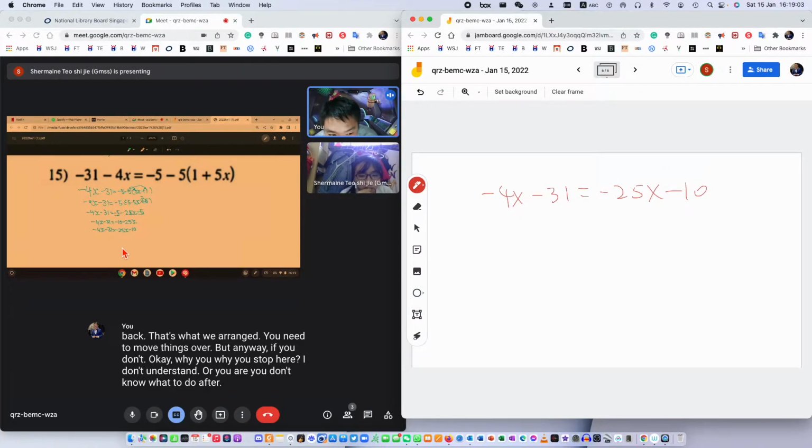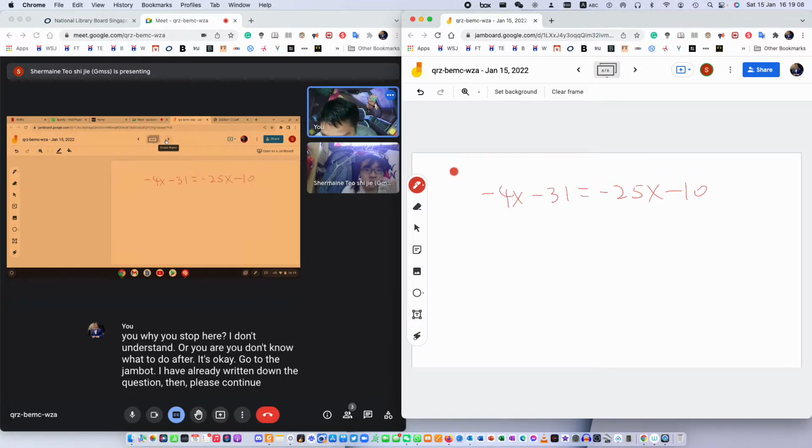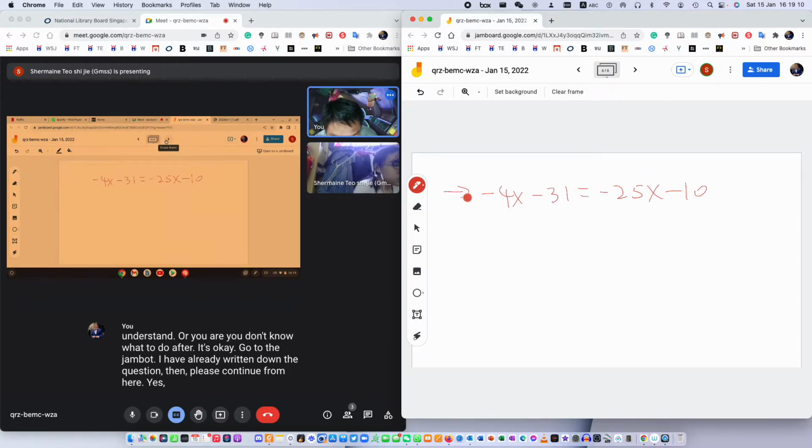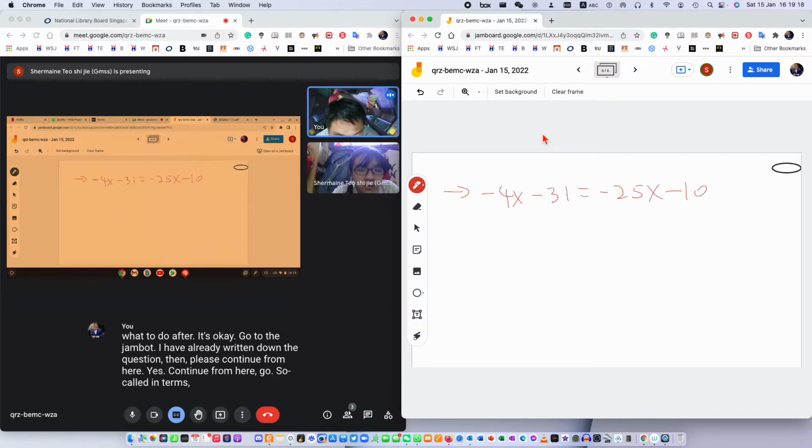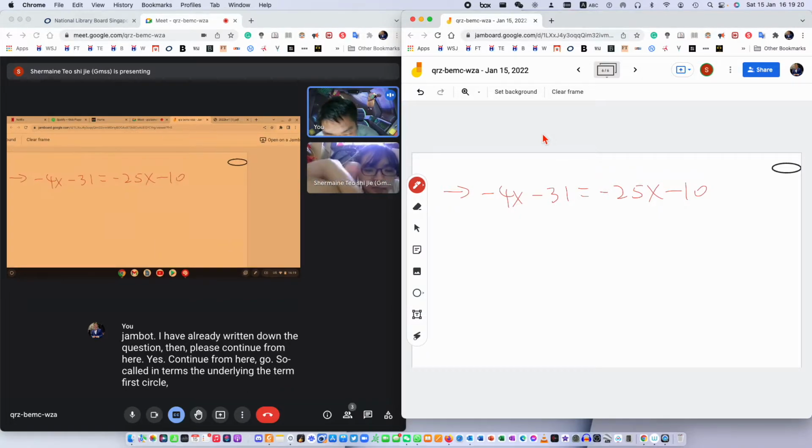It's okay. Go to the Jamboard. I have already written down the question. Then please continue from here. Circle the terms. Underline the term first. Circle the term. Show me the arrow. Continue.